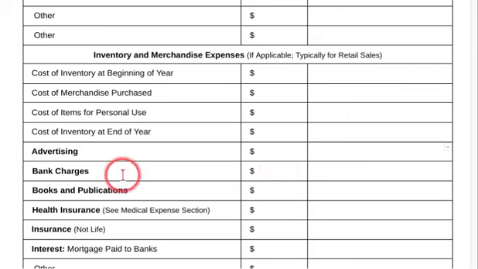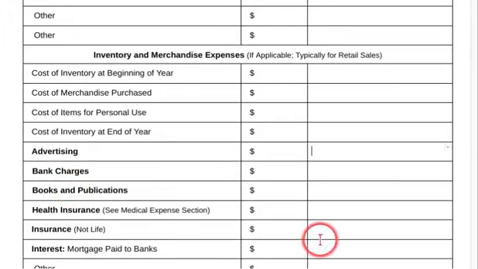Now, bank charges. Any fees whatsoever that the bank would have charged you would be added up, and the subtotal will go here. You can put any notes here like bank fees, overdraft charges, bounced checks, anything that it may have consisted of.